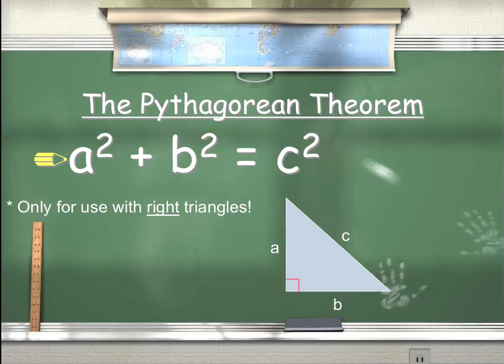This presentation is on the Pythagorean Theorem, which says a squared plus b squared equals c squared. Keep in mind that the Pythagorean Theorem can only be used with right triangles and that c, or the side by itself on the equal side, must be the hypotenuse. So the legs of the triangle, or the sides that make the right angle, are a and b.